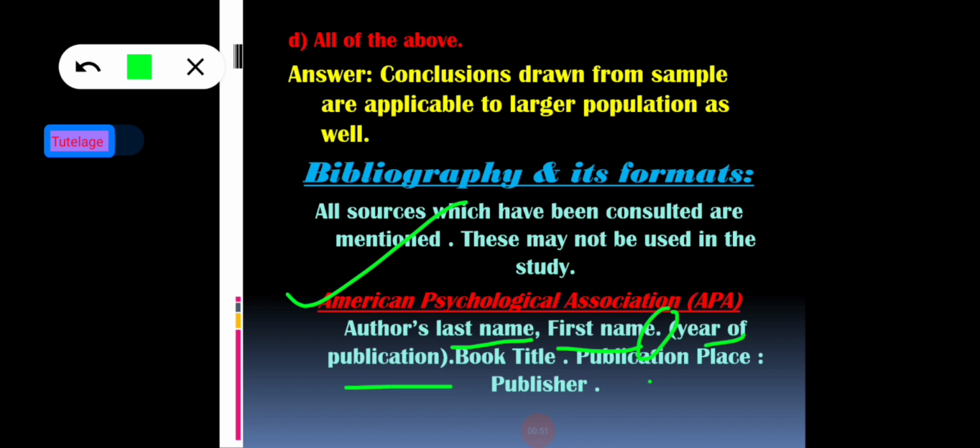Publication of the book obviously, and after closing the bracket you can put a full stop, and then you have to mention the book title or book name, then put a full stop, and after the full stop you can add the publication place, colon, and the publisher name, and after the name of the publisher you can put a full stop, and this is totally American Psychological Association or APA style.